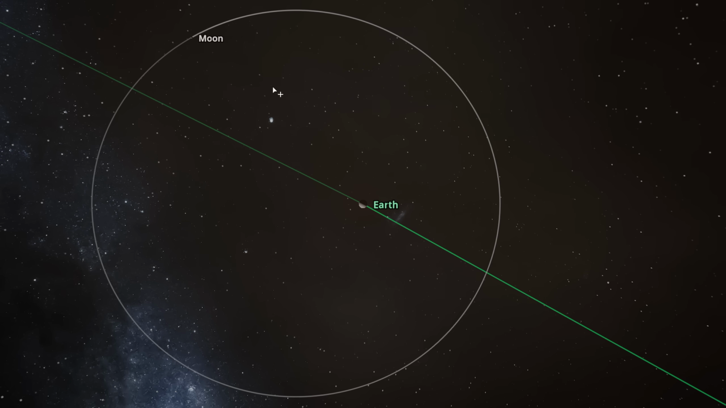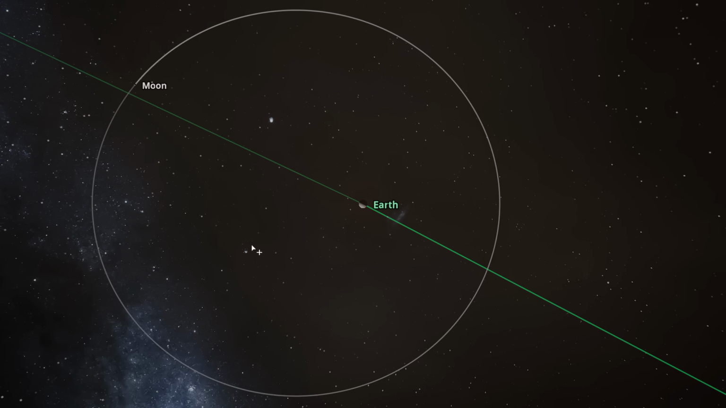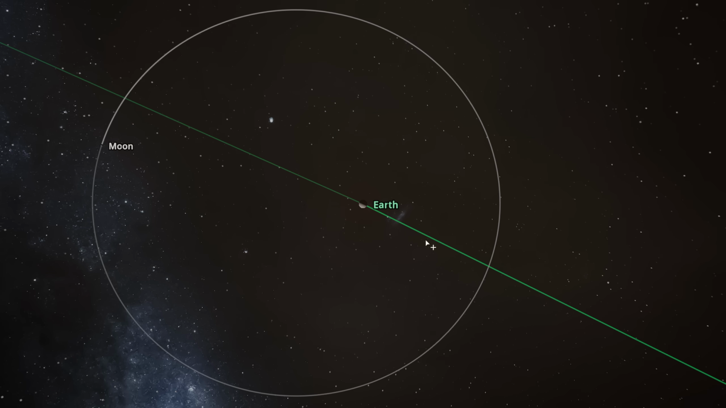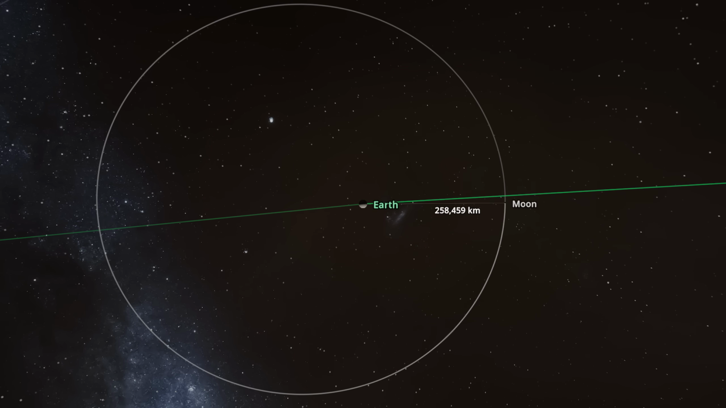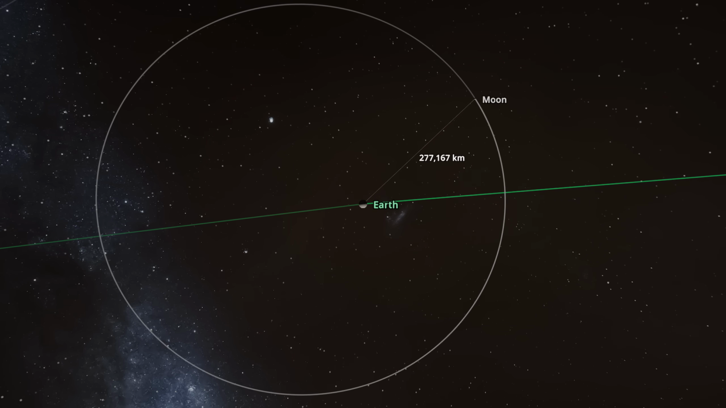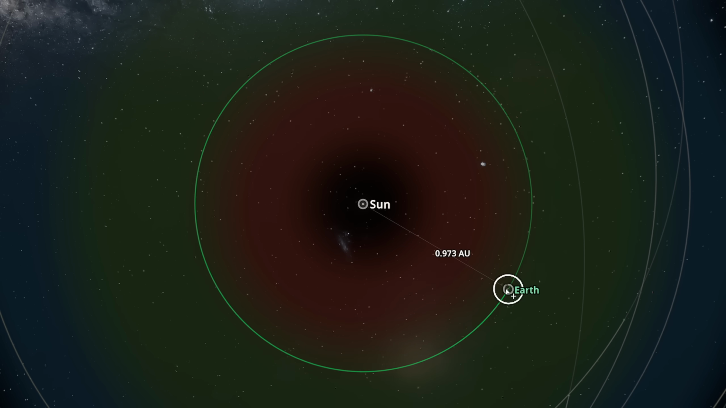And we can even see that after the collisions, the moon's orbit around Earth became more elliptical. Now at certain points, it gets very close to the Earth. At its closest point, the moon approaches the Earth at 258,000 kilometers. And this is what the Earth's orbit around the sun looks like. As we can see, Earth's distance to the sun has decreased slightly to 0.98 astronomical units.